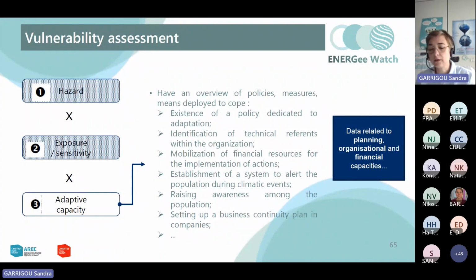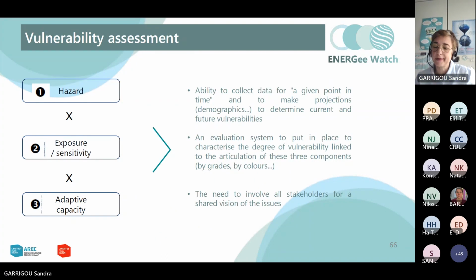The third component will concern the adaptive capacity. The aim is to identify some policies, measures, financial means available, which could moderate the climate impacts. So the articulation of the three components will help you to determine the level of vulnerability. The challenge is to collect a large range of data. Furthermore, you will need some projection in order to analyze the future vulnerabilities. The level of vulnerability is not an absolute value. You need to involve all stakeholders for a shared vision of the issues. Not all will have the same perceptions.